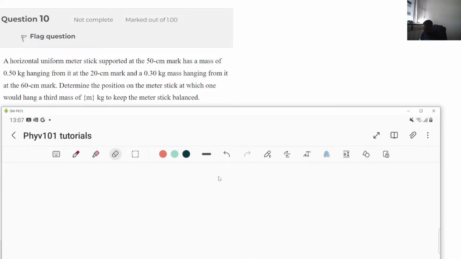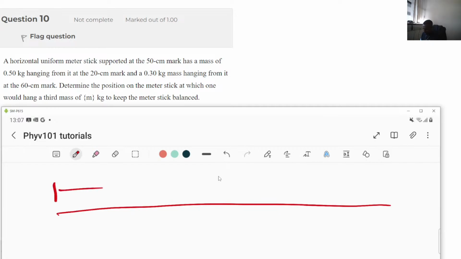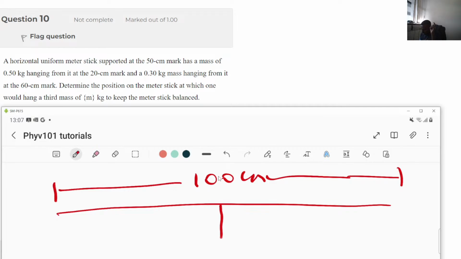It's a metric stick. Let's say 1 meter. The whole length is 1 meter, 100 centimeter, because the other ones are given. It's a horizontal metric stick supported at 50 centimeter mark. There is a support at 50 centimeter. You have something balancing on it at 50 centimeters. This distance is obvious. It's halfway. That distance is 50 centimeter, from one end to the center.